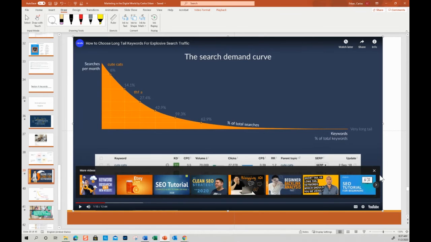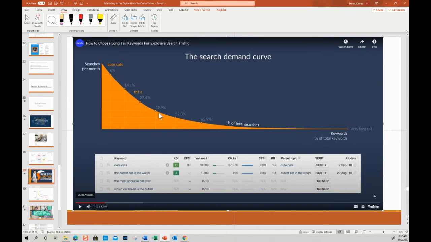Okay, so a couple of things. First of all, this gentleman is selling a tool called Ahrefs, okay? So don't get concerned if you start seeing all these charts that he uses and you don't have them. You don't have them because you don't have this program.